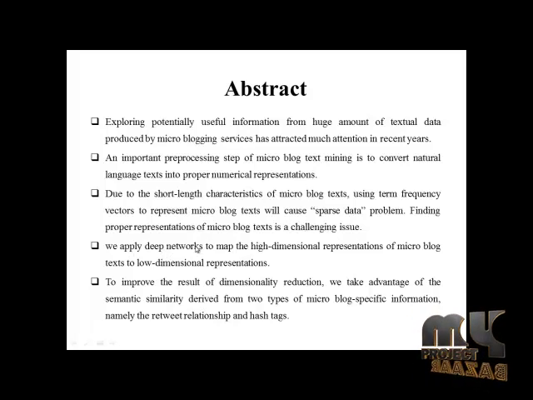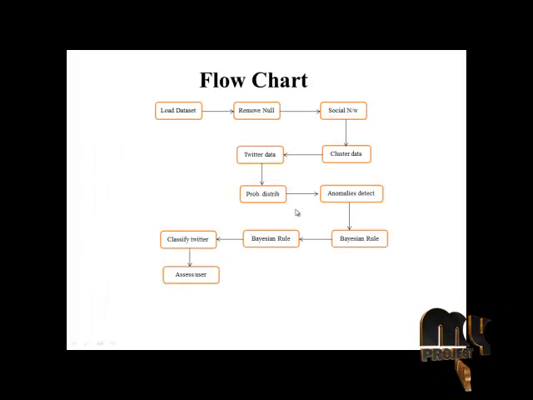We apply deep networks to map the high dimensional representations of microblog text to low dimensional representations of microblog text. To improve the results of dimensionality reduction, we take advantage of the semantic similarity derived from two types of microblog specific information, namely the retweet relationship and the hashtags. This is our flow diagram for the microblogging text.